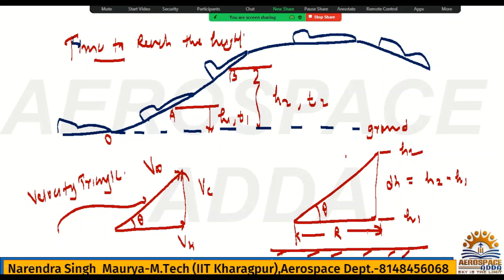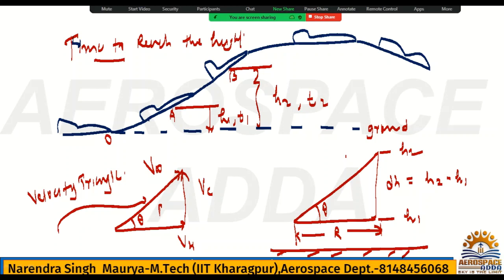Now relate those two triangles. I am interested in vertical distance, because h1 and h2 mean altitude, which means vertical distance. I am not interested in horizontal distance, but if it is asked, you can answer for that also. That time you use the triangle, don't forget. This is a very important triangle.